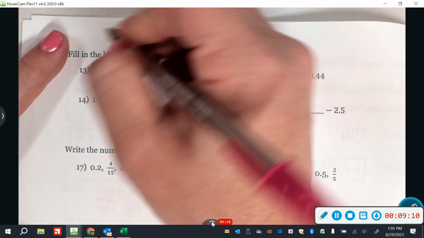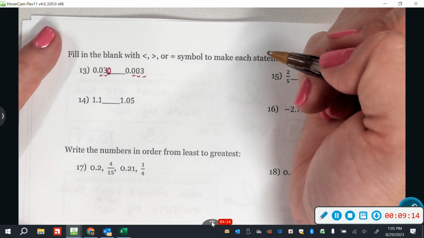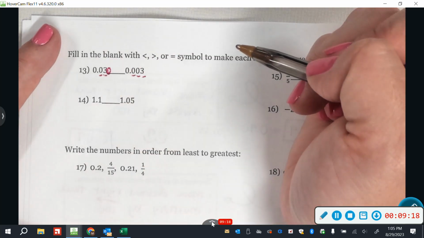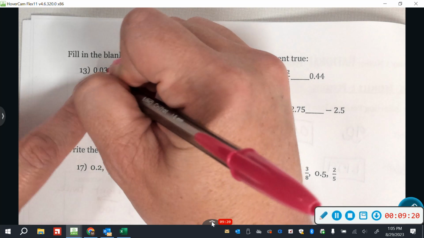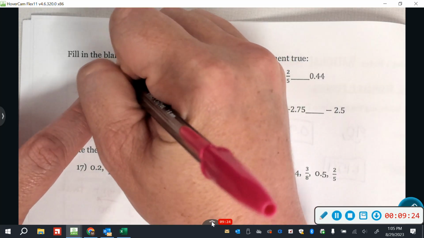So this is 3 things after. I want this to be 3 things after, so I can put a 0 and that changes nothing. So now looking at it, which one's bigger? The first one, because this is almost like 30 and this is 3. So 30 is bigger.